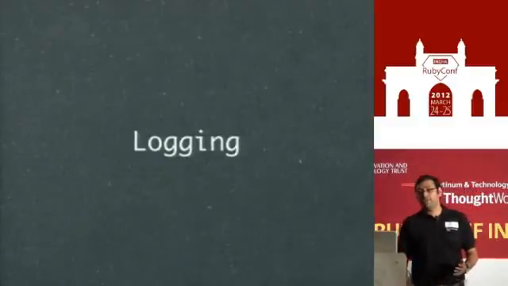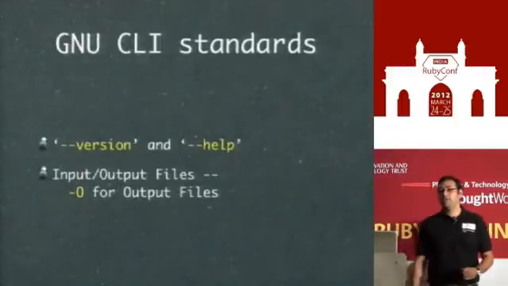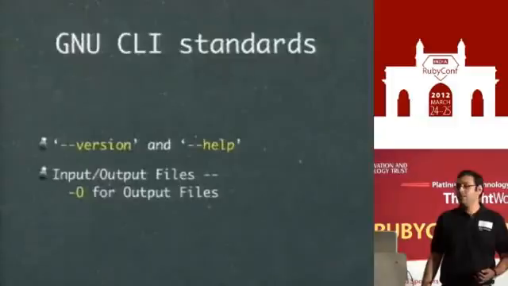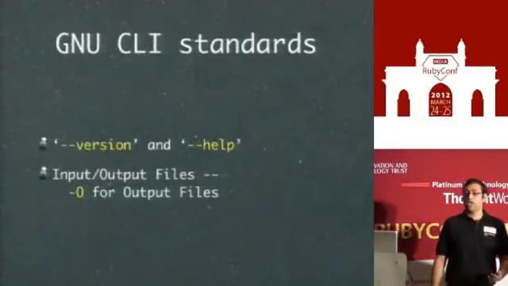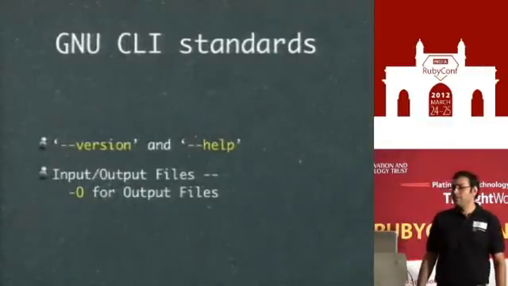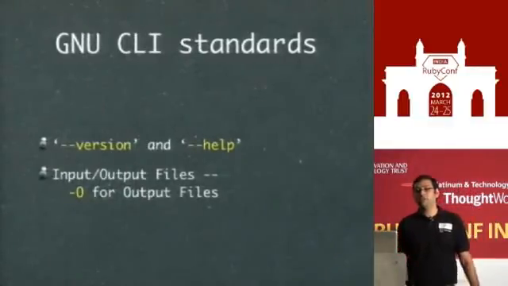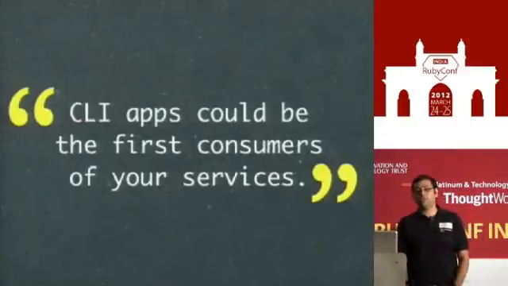It's also about all the flags. There are certain GNU CLI standards that they have published. Your command line app should support version and help, input doesn't take any option, and -o is for the output file. These are a few of the things you might want to keep in mind when you're writing CLI apps. We also believe that CLI apps could be the first consumer of your services.